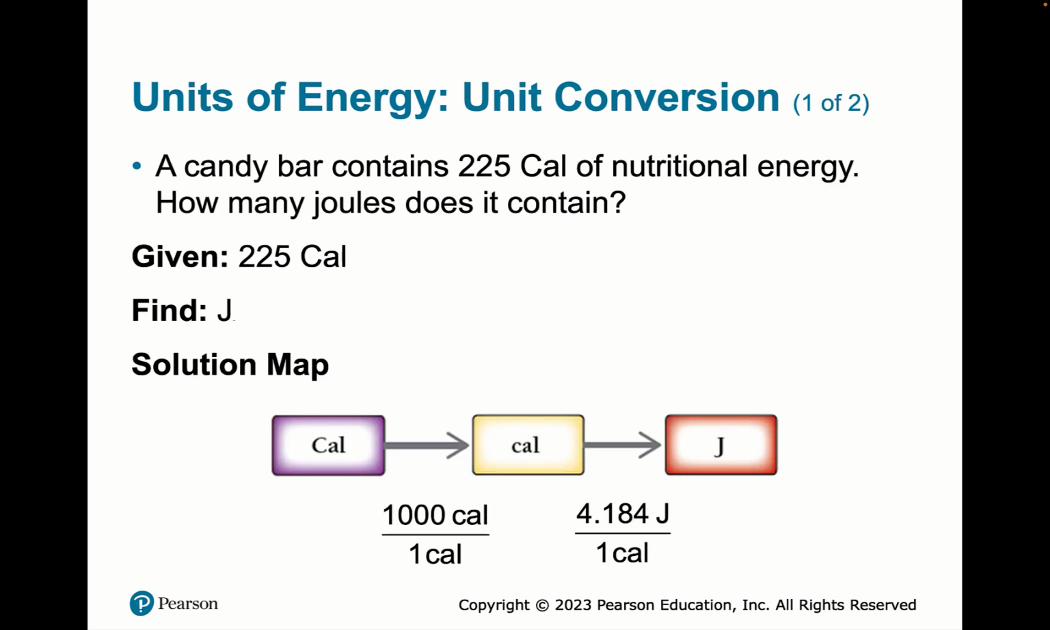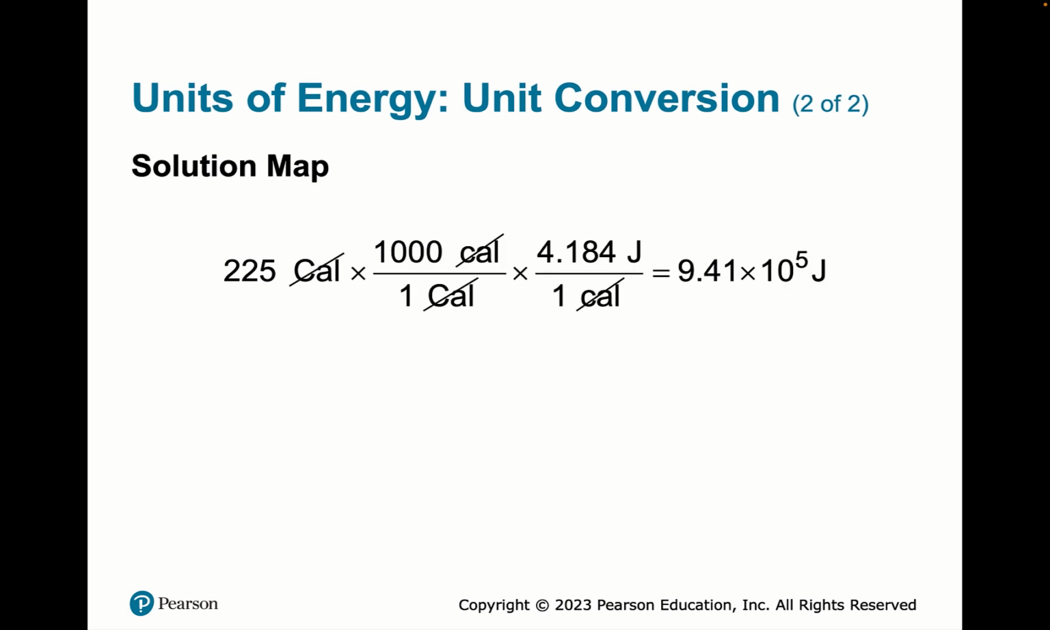So let's do some conversions here. A candy bar has 225 nutritional calories, so kilocalories. How many joules does that have? That's a pretty big candy bar. That's the big ones that you get when you go trick-or-treating in the rich neighborhoods.